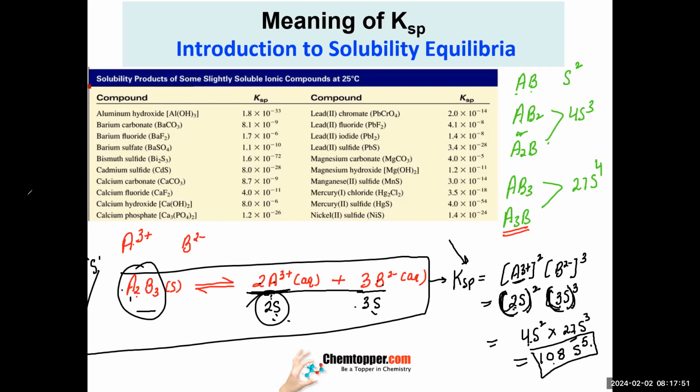So follow these steps. First step, the salt is given. Write the equilibrium for the saturated solution. This is the first step. Assume molar solubility as S. Then complete this equilibrium in terms of S. Write down how much A3 plus and B2 minus like this. Write the Ksp expression in terms of ions like this. Plug in this 2s and 3s there.